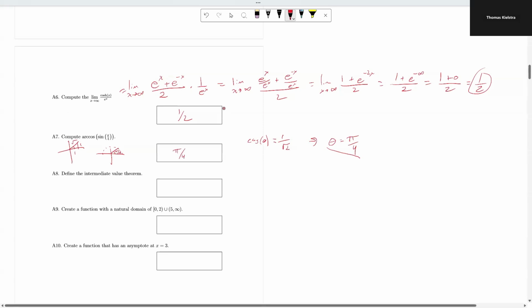And this is interesting because the arc cos of sine pi by 4 is the same as arc sine of pi by 4. This is the only angle that has that property, which is kind of cool.